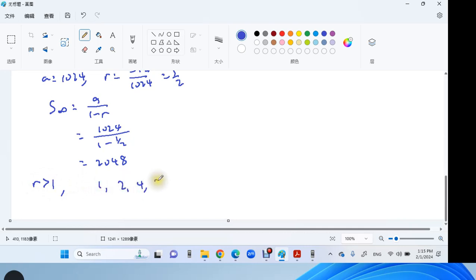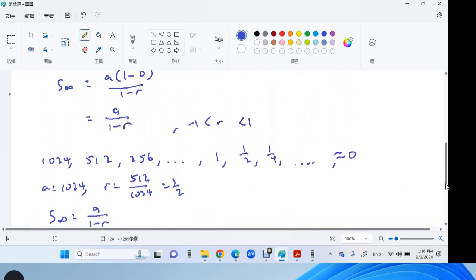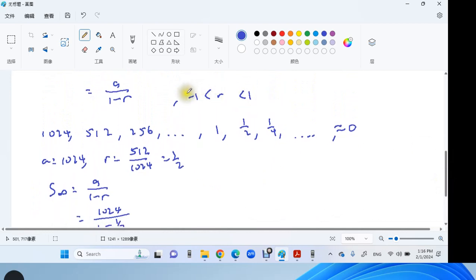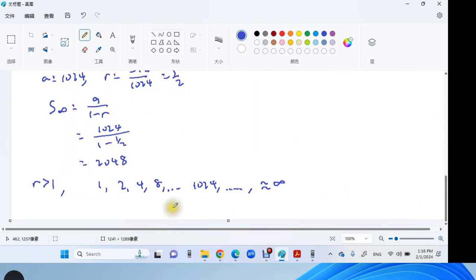But if r is greater than 1, let's say I have 1, 2, 4, 8, and so on, the number will get larger and larger, until a very big number close to infinity. So the sum to infinity, we cannot get a value. But for r between -1 and 1, the sum to infinity is a over 1 minus r. So for r outside this range, S infinity does not exist.